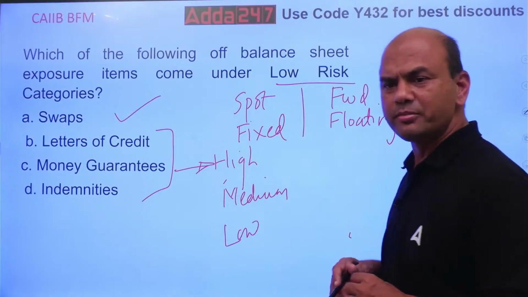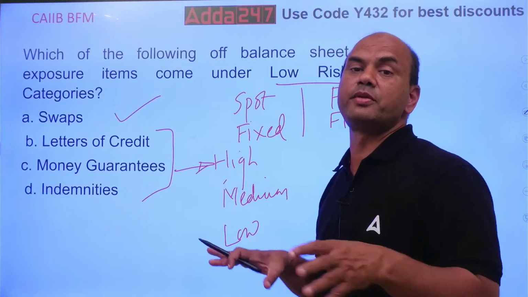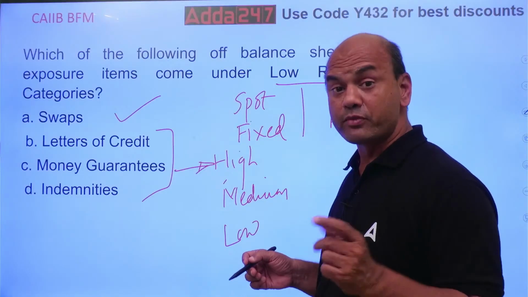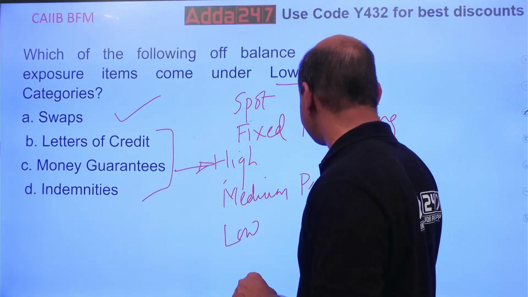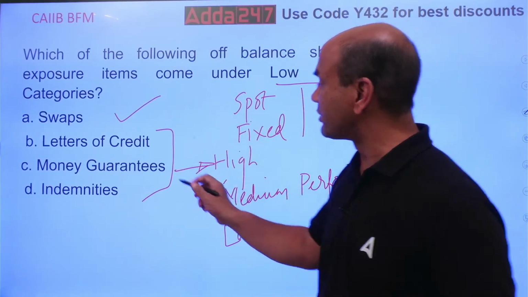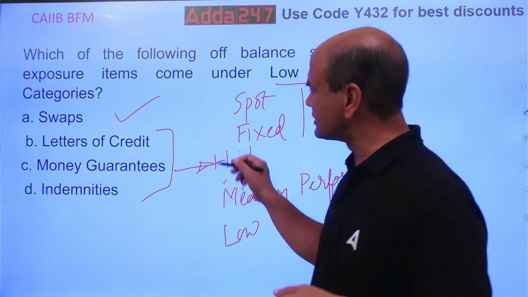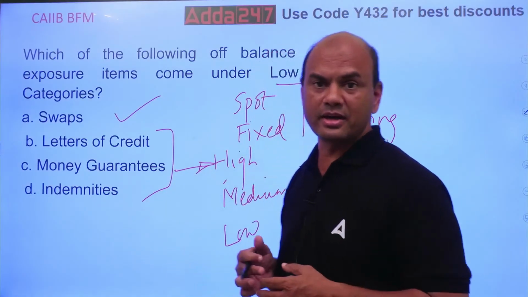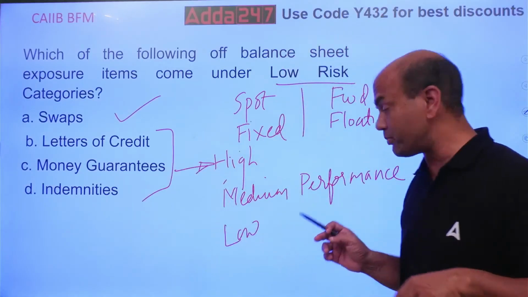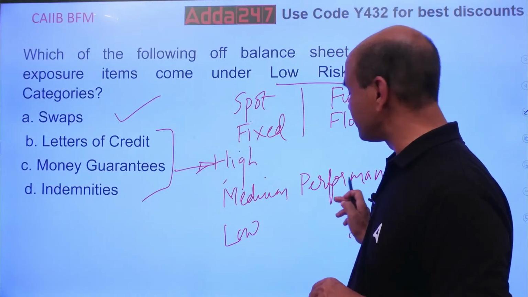Which is a medium risk then? Medium risk means where someone else is involved. 50% risk is on that person, 50% on me. Which is that? Performance guarantee. Whenever the bank issues a performance guarantee, okay, here I am talking of money guarantees. Understand the difference now. Money guarantee, there is also something called standby guarantee, general standby guarantees, financial guarantee. These are all under high risk. And whenever I am talking of performance guarantee, it means someone else is performing. In that case, it becomes medium risk.